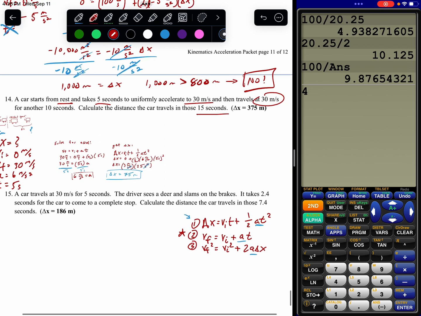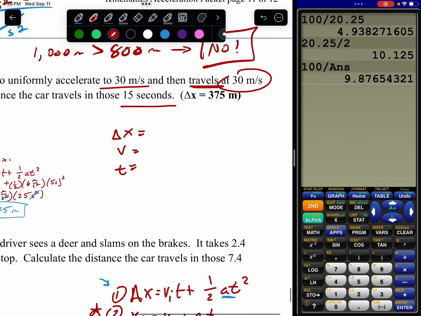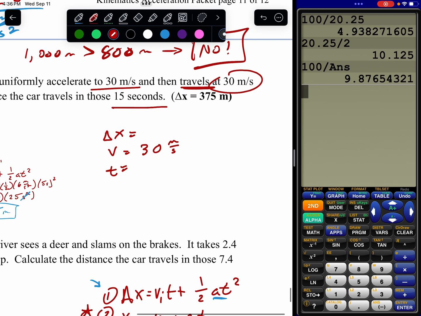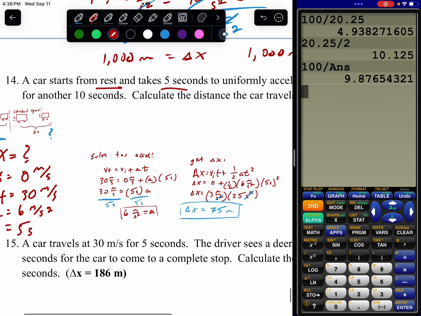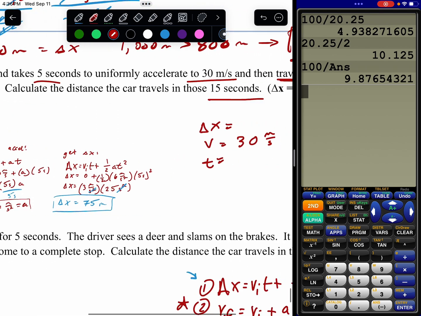So once we're at 30 meters per second, we then travel at 30 meters per second for another 10 seconds. So do we have acceleration? No, we do not. That means that I can use this equation right here. Delta x, v, and t, that is something from last unit. And we can get our delta x from the information we have. It's coasting at a steady 30 meters per second, and it's moving for a total of 10 seconds at that constant speed.